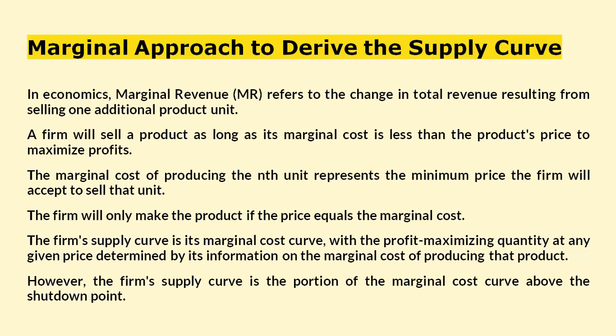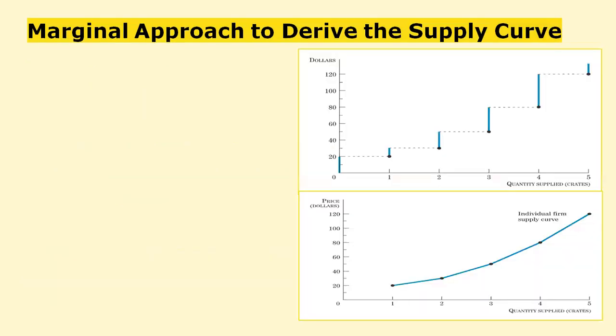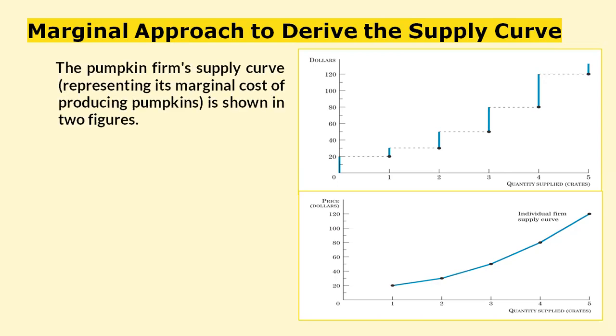However, the firm's supply curve is the portion of the marginal cost curve above the shutdown point. Marginal approach to derive the supply curve. The pumpkin firm's supply curve, representing its marginal cost of producing pumpkins, is shown in two figures.